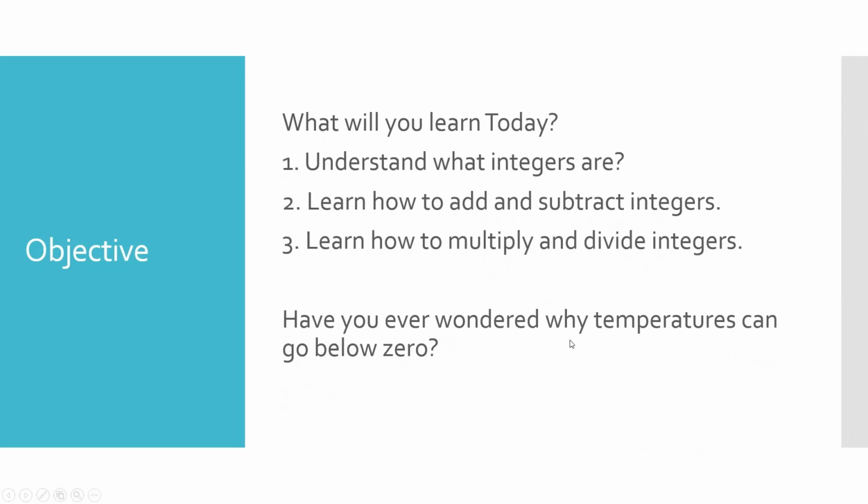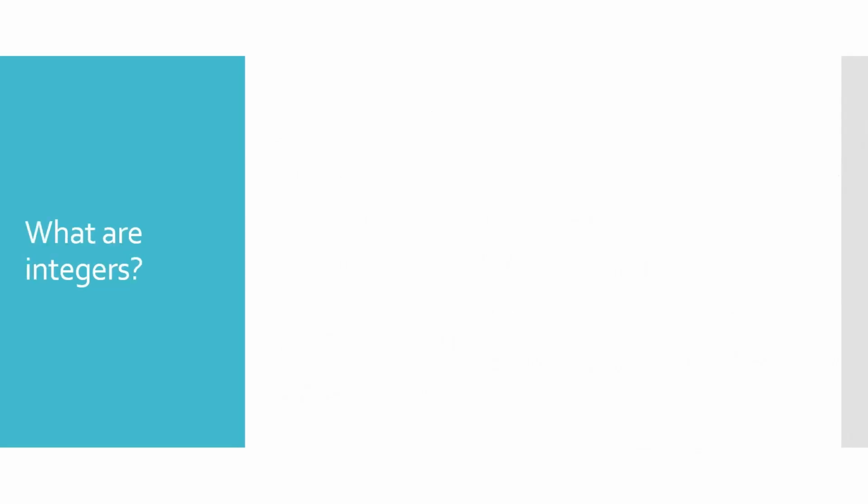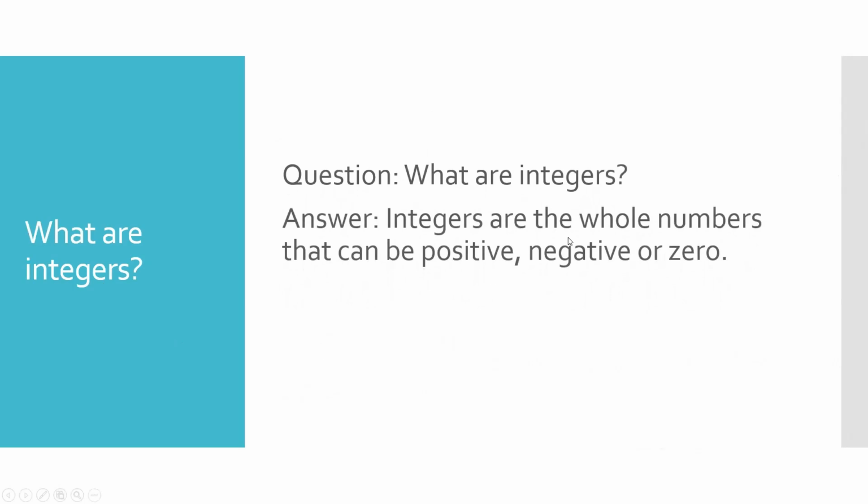So sometimes you feel that the temperature goes below 0. How does it happen? Now see the integers. The first question: what are integers? You can see the question on the left side. The answer is: integers are the whole numbers that can be positive, negative, or 0. So including 0, negative, and all positive numbers are called integers. Integers are whole numbers, so there will be no decimal or fractional part.